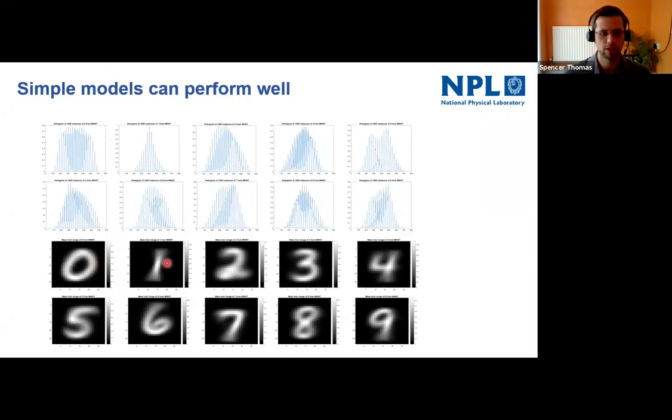And then these are the mean images from these distributions, so 0, 1, 2, 3, etc. So these are the pixel distributions, and then the mean images from these distributions. It's very, very simple. There's no learning in this at all. But it's just illustrating how simple is not always a bad idea.